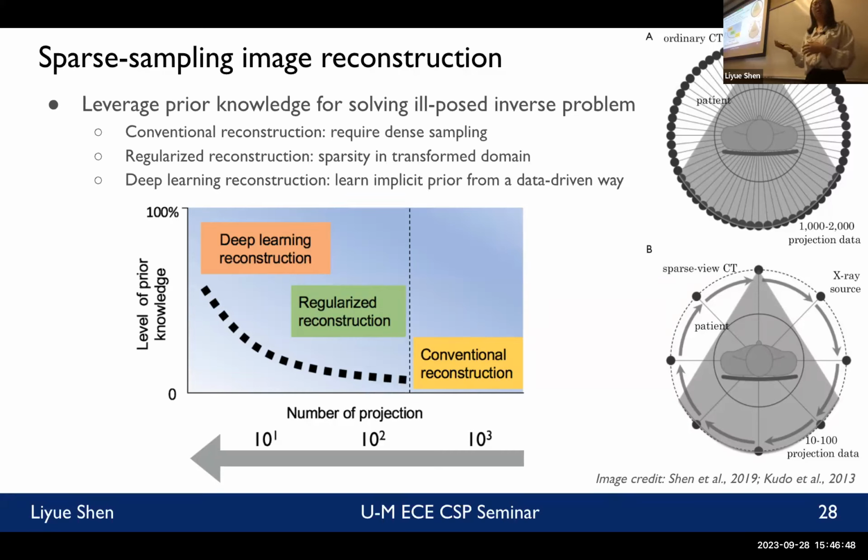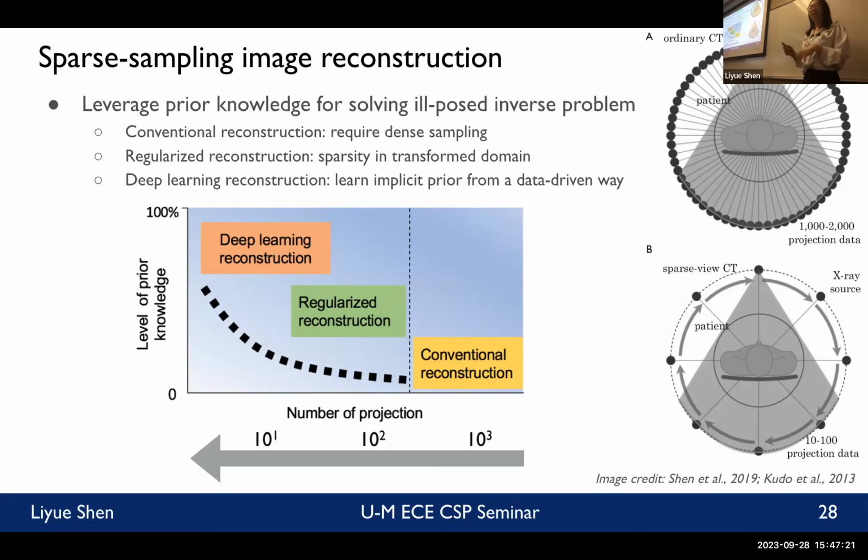With the introduction of deep learning based reconstruction, there is another option, in which we introduce the implicit prior in a data-driven way. We hope that this prior knowledge, learned in a data-driven way, can push the limit of sparse sampling to another level that could further reduce the number of projections we will need to solve this problem.